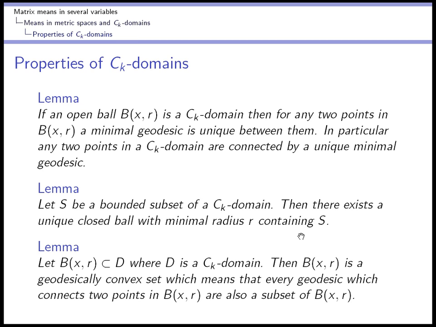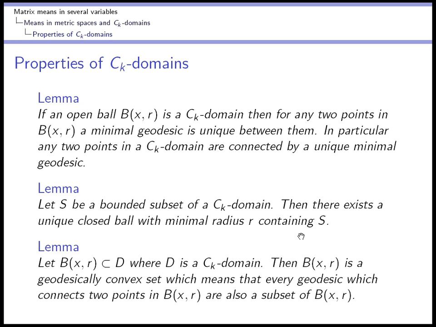First of them, if we have an open ball B(x,R) in a CK domain, then for any 2 points in that open ball, there is a minimizing geodesic between them. In particular, this means that any 2 points can be connected by a unique minimizing geodesic.